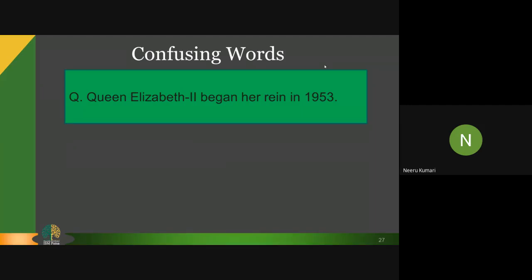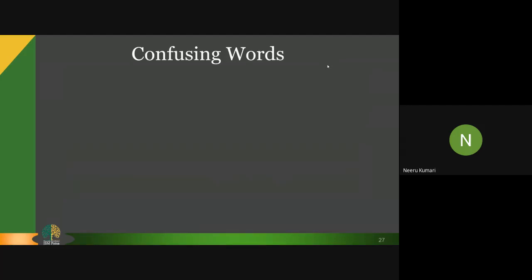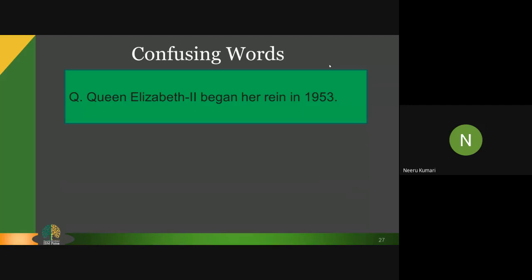The word REIN, rain, is the wrong word, whereas the right word is REIGN. Now, what is the difference in meaning? REIN, rain, we use it when we talk about animals. Whenever we ride them, we hold them through some rope, all right? And this rope runs from their nostrils. That is called a rein, R-E-I-N.